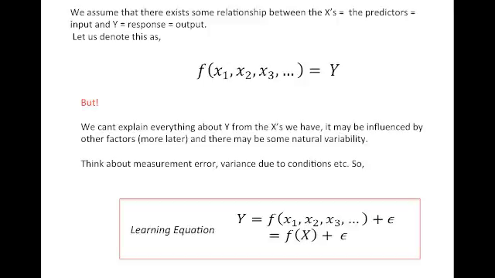In machine learning, we assume that there is some function f that relates the input variables to the output variables. Once we assume that there is some functional relationship between the predictors x1, x2, x3 and the response y, we get a learning equation. Y equals some function of the predictors plus epsilon. The epsilon here is an error or irreducible error that's introduced because there's some error in measurement and other environmental variability.